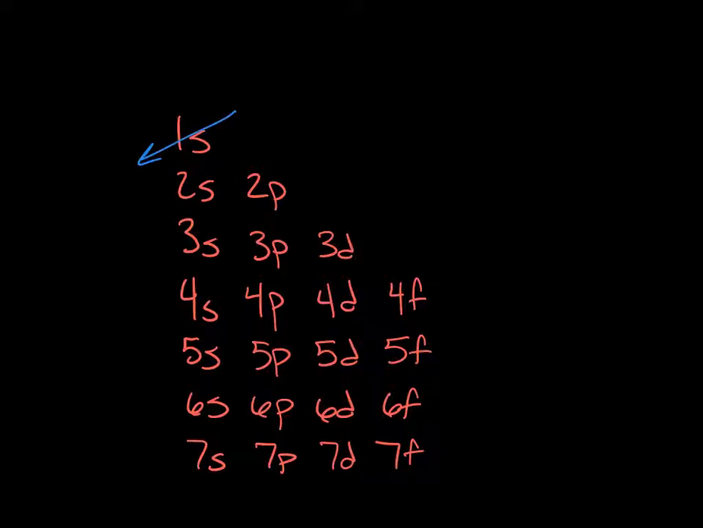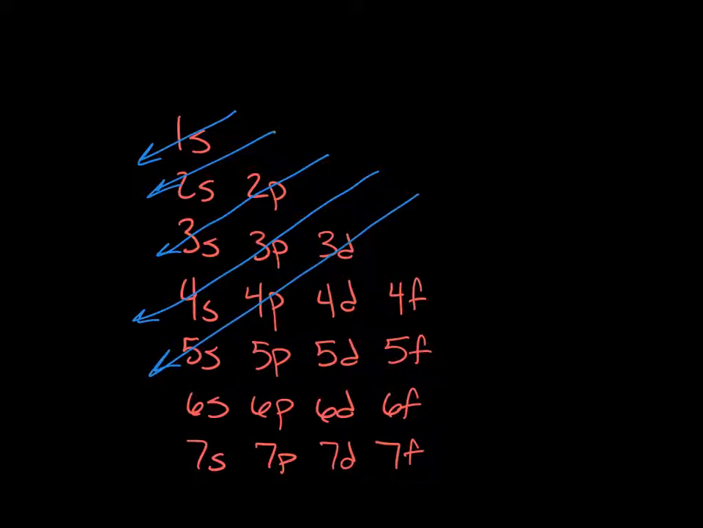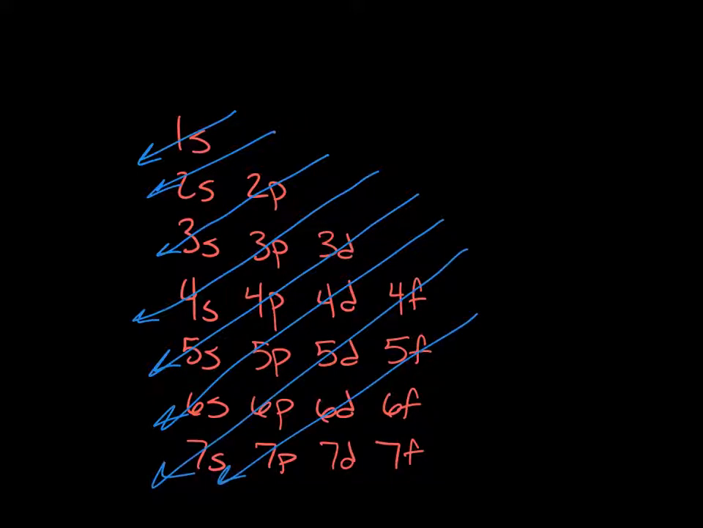The next one is going to go on the line below it. As you can see, it goes through the 2s. Now the next one is going to go through the 2p and the 3s. And then starting over from the top, going down and diagonally to the left: 3p, 4s; 3d, 4p, 5s; 4d, 5p, 6s; 4f, 5d, 6p, 7s; 4f, 6d, 7p; finally 4f, 7d; and finally 7f.